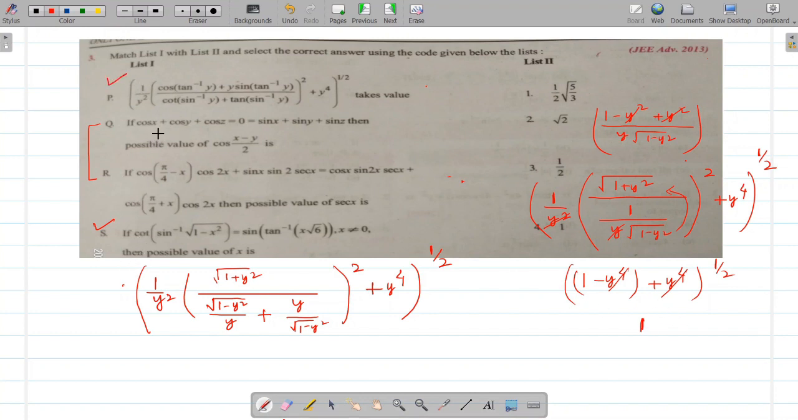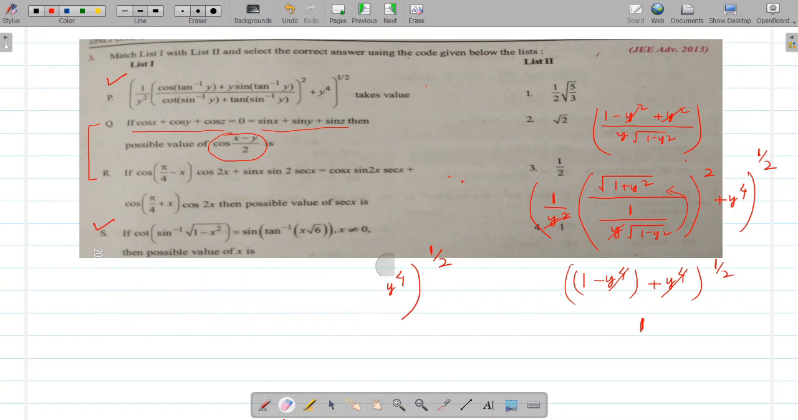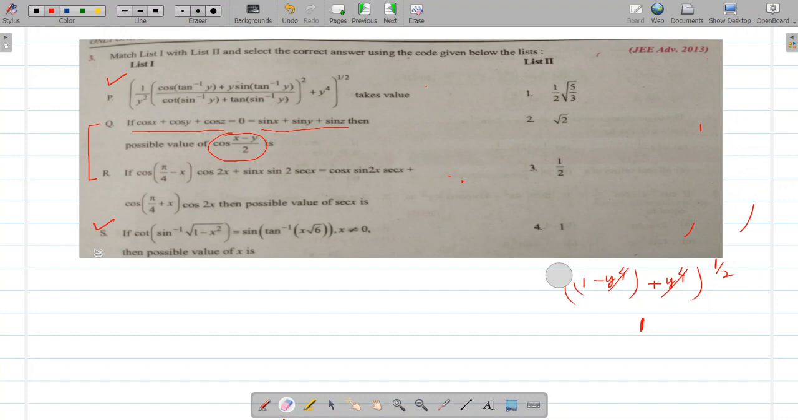So this is basically a question from trigonometry. Cos x plus cos y plus cos z is equal to 0, and sin x plus sin y plus sin z is also 0. Then we have to get the value of cos of x minus y. See, this problem we can solve very easily, and I'll just give you the hint how we can solve this problem.